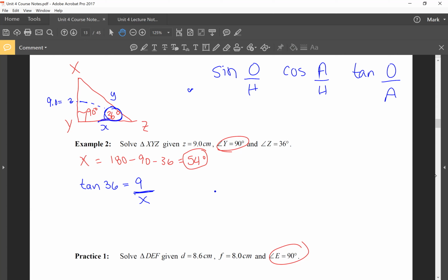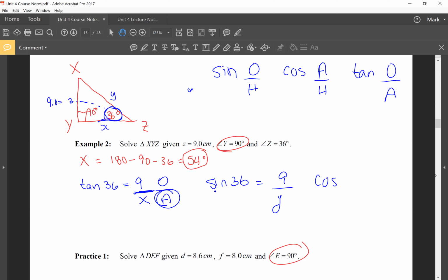We're going to look at this more in the next section. So I had to use tan here. I was looking for the opposite over the adjacent. If I use sine 36, that would have been 9 over y. That's good, but that's not going to help me for z. So I can use sine to find y.